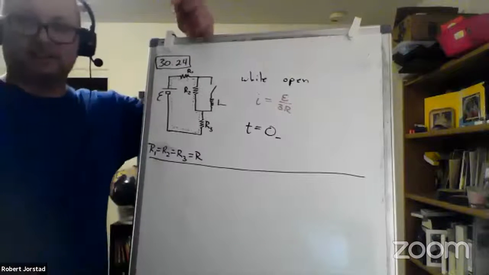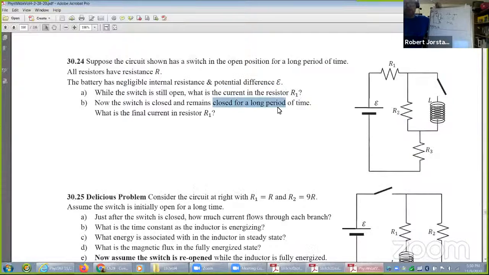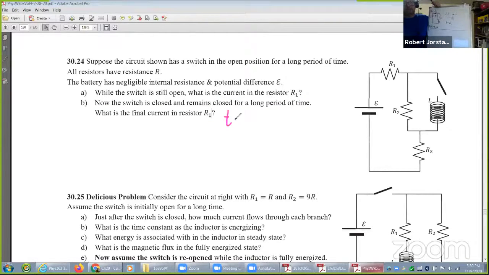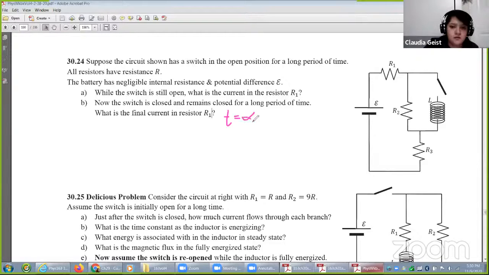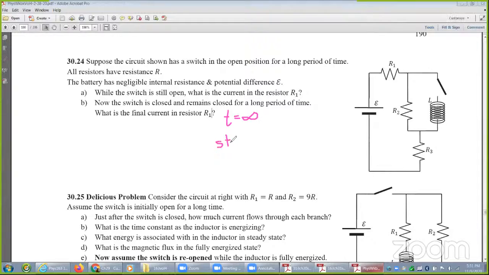Okay. So it says the next question, let's just show it on the screen. Closed for a long period of time, and so on. What are we looking for in this case? t equals 0 minus, 0 plus, or infinity? Infinity. Yep. And the other word for it was what type of state? You remember? Steady state. Excellent. So those are the two.